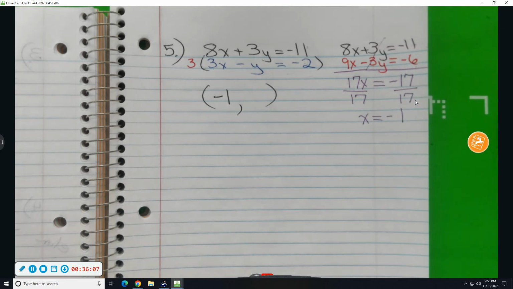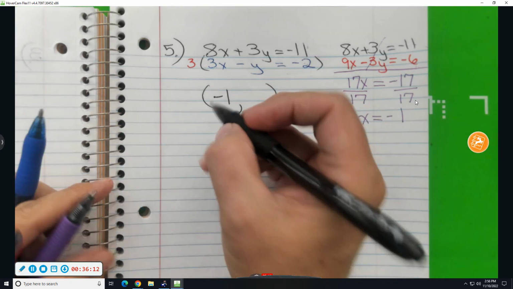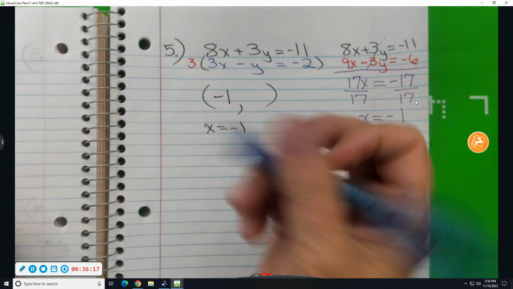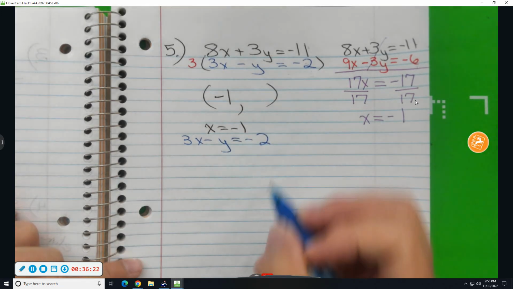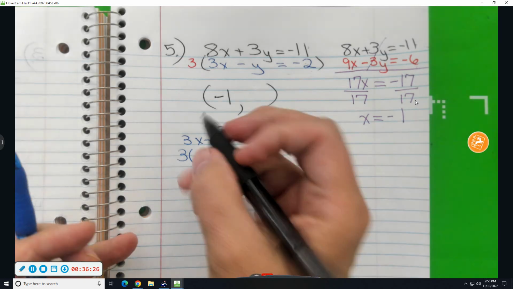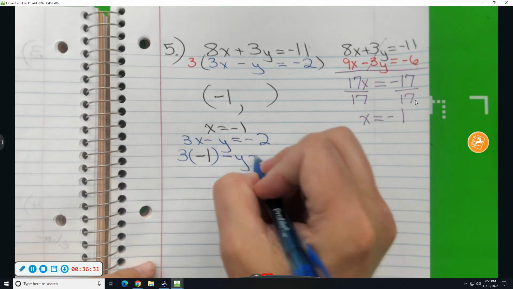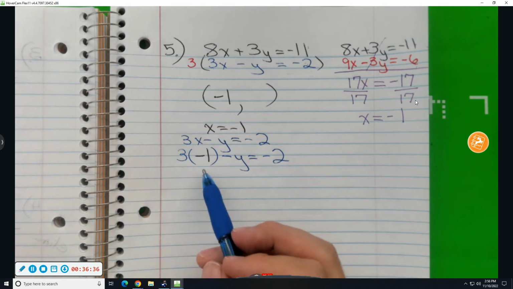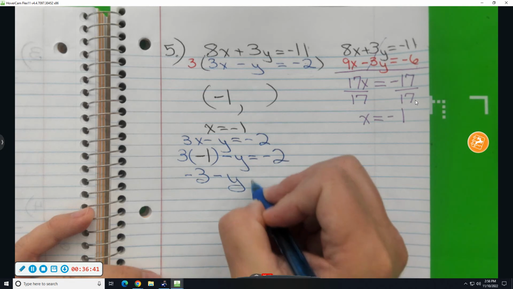The blue equation, okay. So we're plugging in. We know that x is equal to -1. We're going to plug into that blue equation 3x minus y equals -2. So we have 3 times -1 minus y equals -2. 3 times -1 is -3. So we have -3 minus y equals -2.